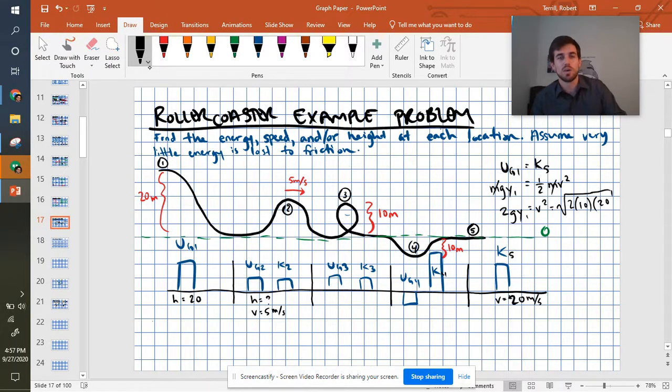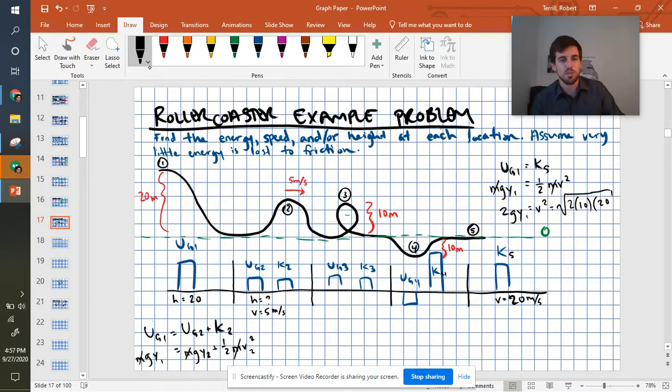I can use either one of these, it doesn't really matter. I'm going to keep using this one to set up my new energy equation. I'm going to say the energy at moment 1 is equal to my energy at moment 2, UG2 plus K2. This one here is just going to be mgy1, equals mgy2, plus 1/2 mv squared at 2. Notice again, my masses get to cancel. I know that this is g.